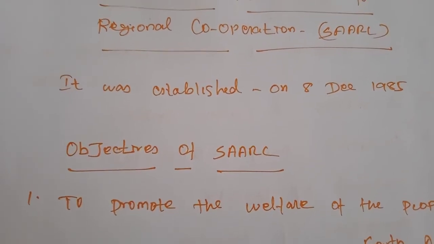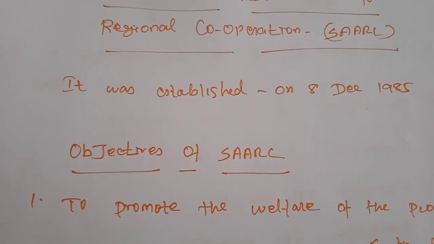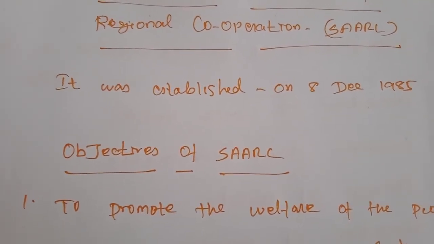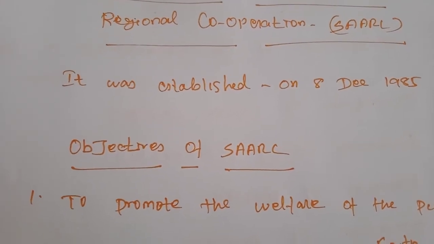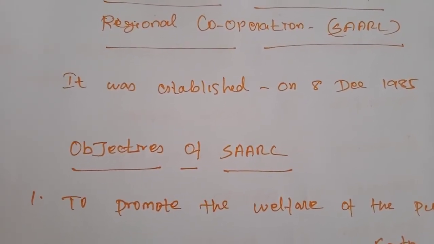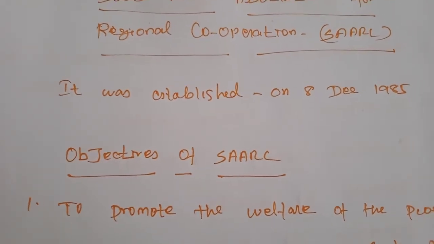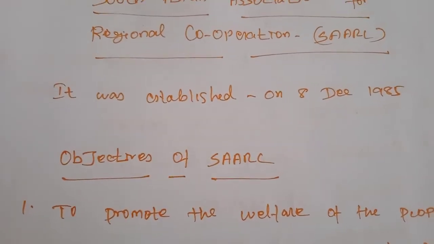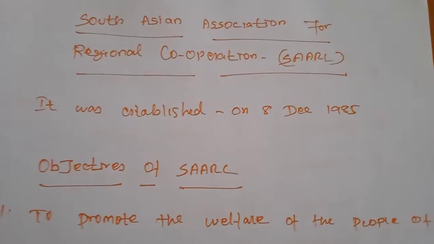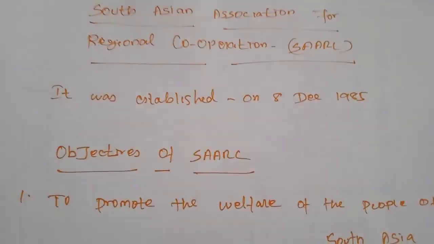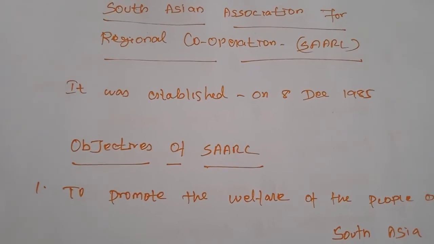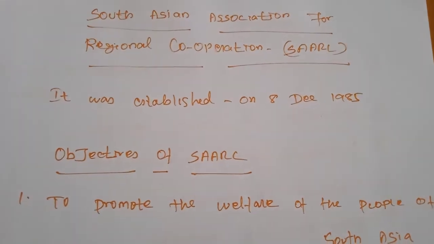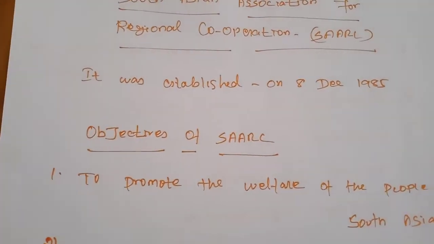It was established on 18th December 1985 for the promotion of economic and social progress and cultural development within the South Asian region, and also for friendship and cooperation with other developing countries. So the SAARC nations first give importance to improving their economic and cultural development. After that, it has some cooperation with other countries.